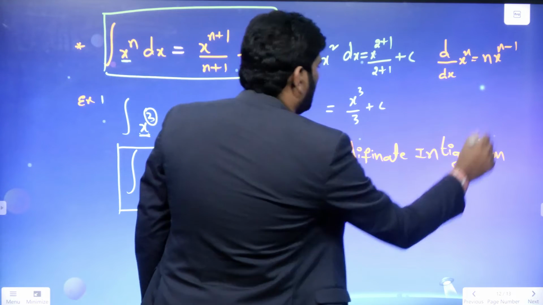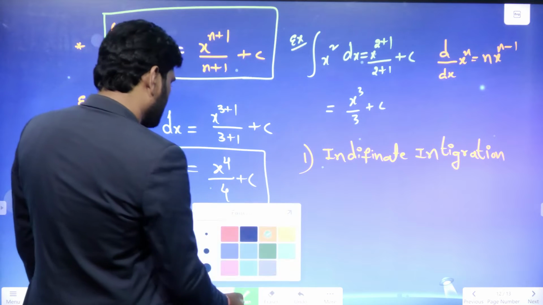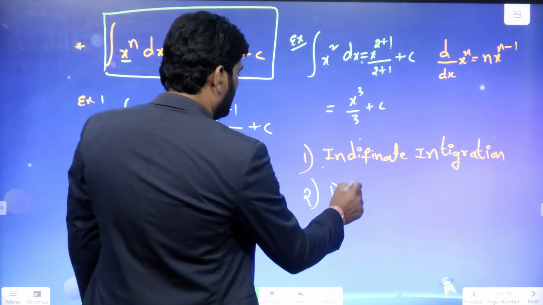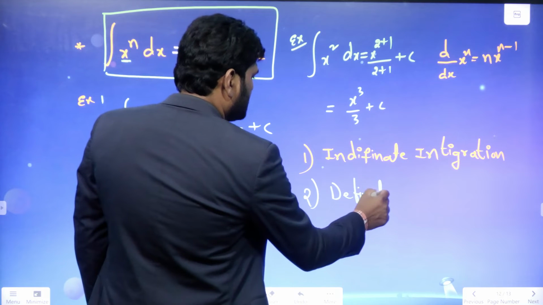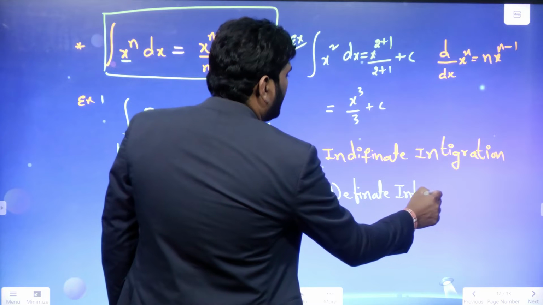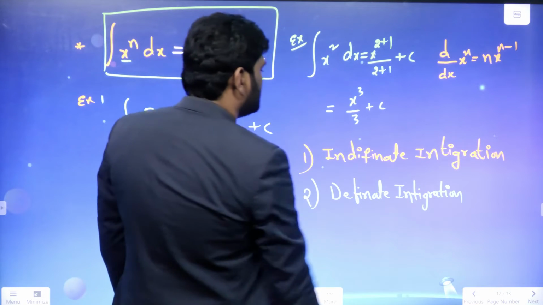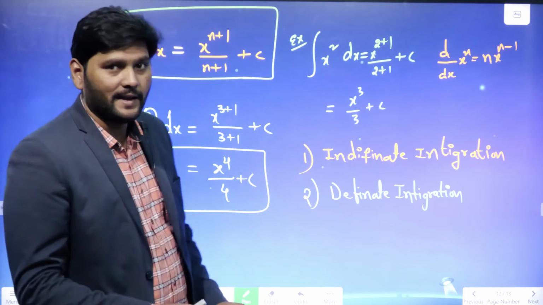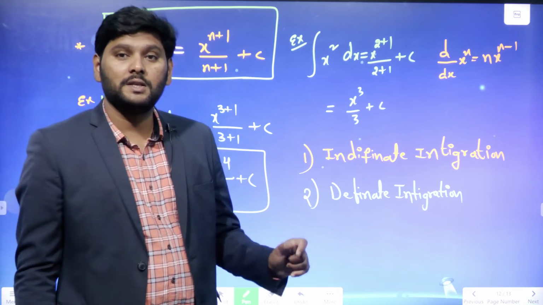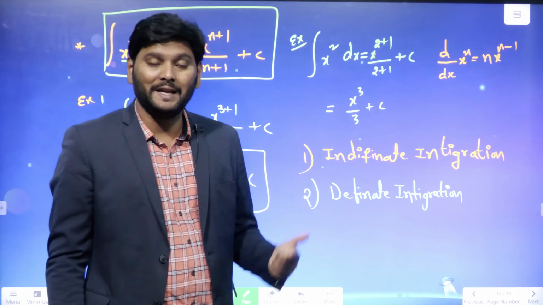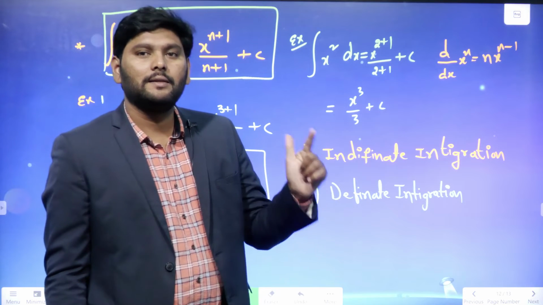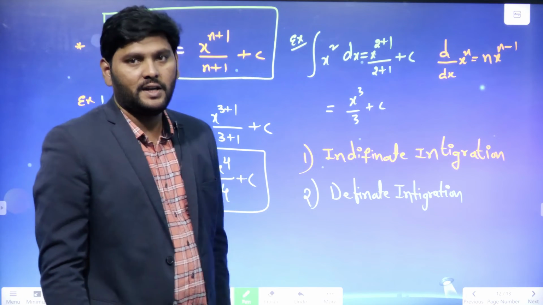What is the first type? Indefinite integration. And type 2 is definite integration. What is a definite integration? You might have confusion between what is indefinite and what is definite. Look here. Without taking the limits, if you do integration, that is known as indefinite integration.